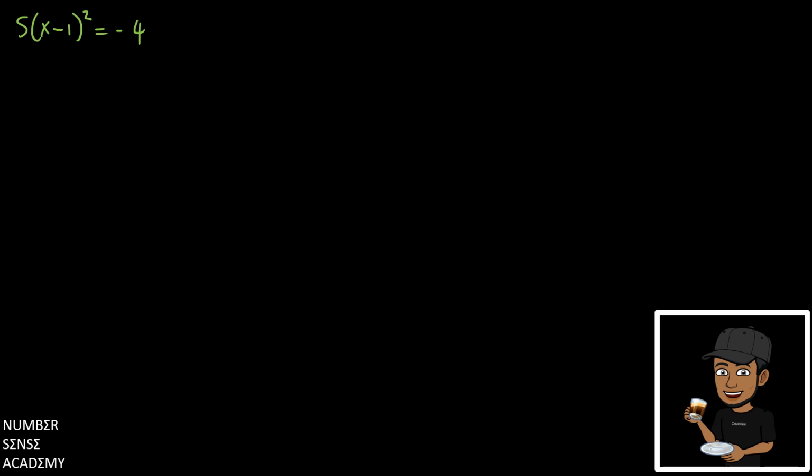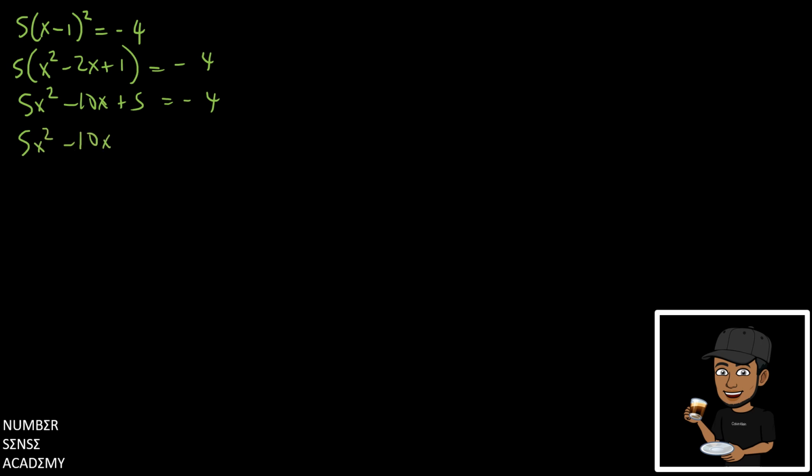But before we get there, we have to expand all this. So let's expand. So I have 5 times (x minus 1) squared, which is going to work out to x squared minus 2x plus 1, is equal to -4. So now I have to distribute the 5, so I end up with 5x squared minus 10x plus 5 equals -4. I'm going to bring the -4 over, so I end up with 5x squared minus 10x, bring the 4 over, so 5 plus 4 is plus 9 equals 0. All right, so a is equal to 5, b is equal to -10, c is equal to 9.